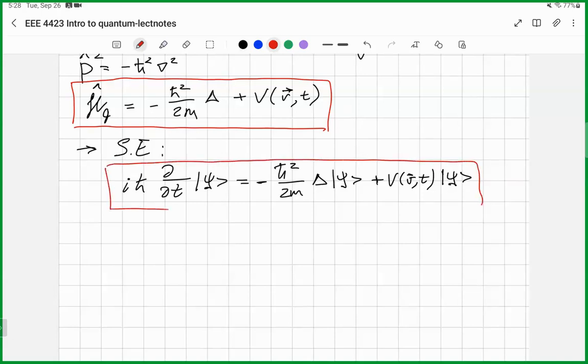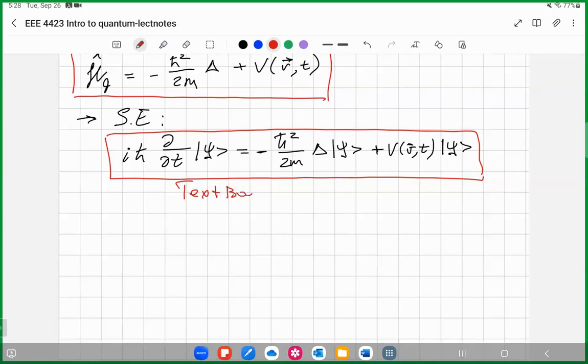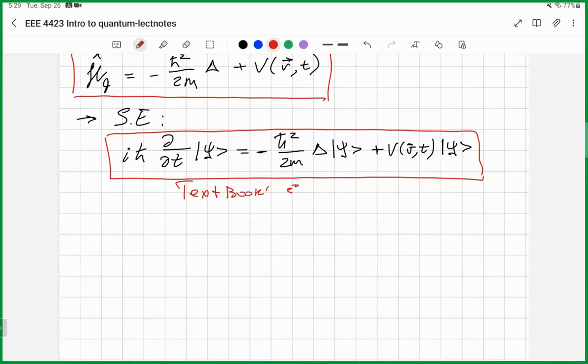So you probably saw this equation already in some textbooks, because it's the classical textbook Schrodinger equation.